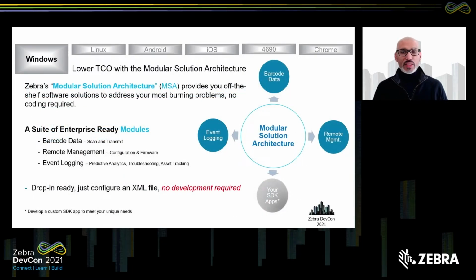All of these tools in Windows are based on the modular solution architecture. And what that means is we have drop-in modules that let you do things without developing solutions. You don't have to write an app. Whether it's barcode data or remote management or event logging, those are the three most commonly used modules. We have a module for you, and it's part of our ecosystem. What's nice about our ecosystem is these software tools are made to enable you to do almost anything and everything you want to do without having to write your own app.